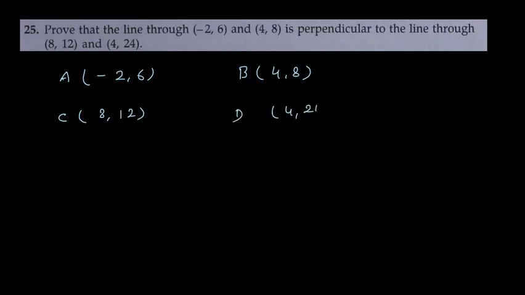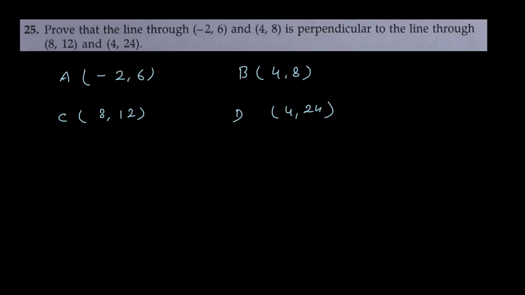And this 25th question is: prove that the line through (minus 2, 6) and (4, 8) is perpendicular to the line through (8, 12) and (4, 24). So for perpendicular lines, the product of slopes is going to be equal to minus 1. So here again we will take 4 points. We will take point A, which is (minus 2, 6). We will take point B as (4, 8). Then we will take point C as (8, 12), and we will take point D as (4, 24).